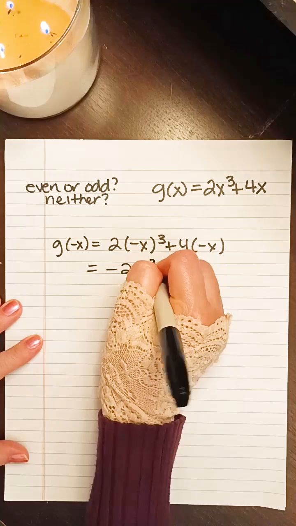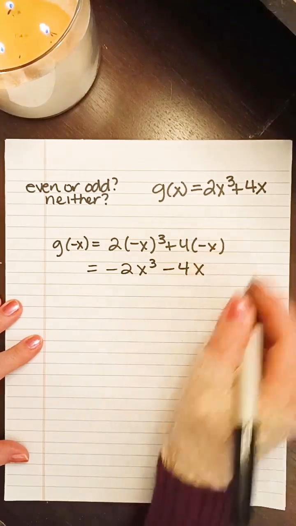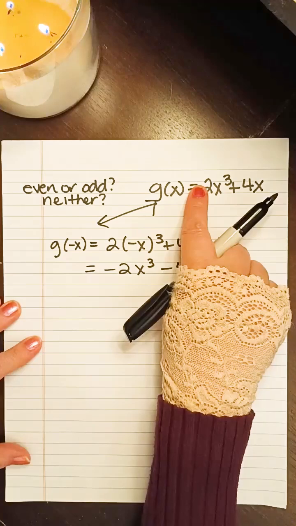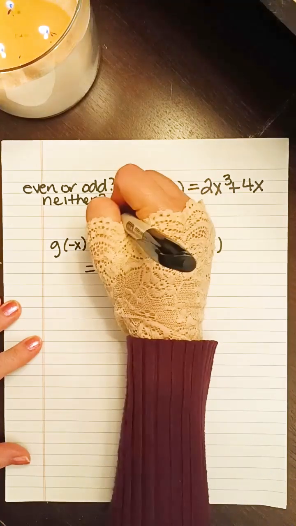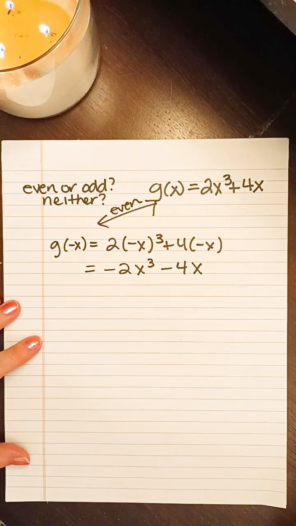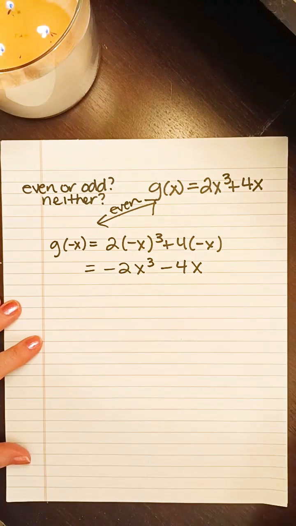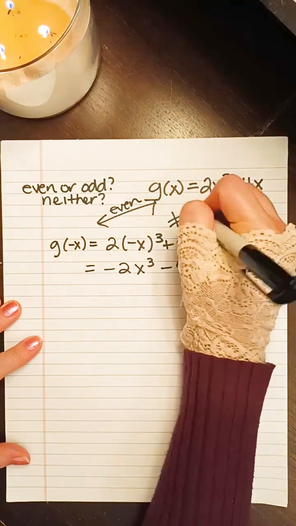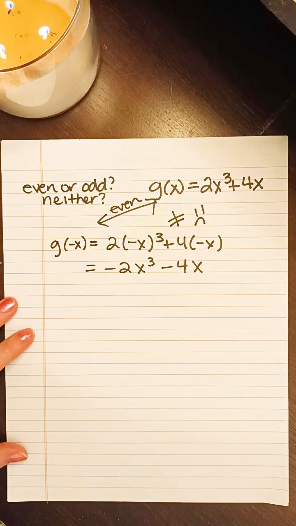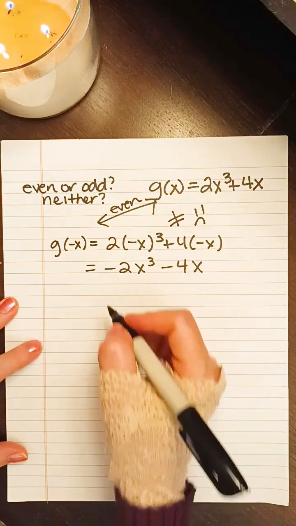So you get negative 2x cubed minus 4x. And if this result is the same as this result, then the function is even. If g of negative x is equal to g of x, then the function is even. But they're not the same. So g of x is not an even function.